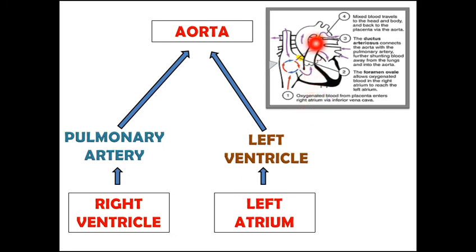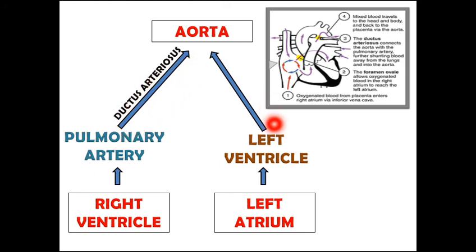Here you can see this is the pulmonary artery. It also joins with the aorta, and this is the left ventricle. From here the aorta originates. So the connection between the pulmonary artery and the aorta is known as ductus arteriosus. So this is the connection. This is the connection between the pulmonary artery and the aorta, that is known as ductus arteriosus.